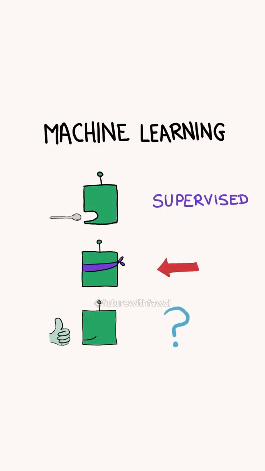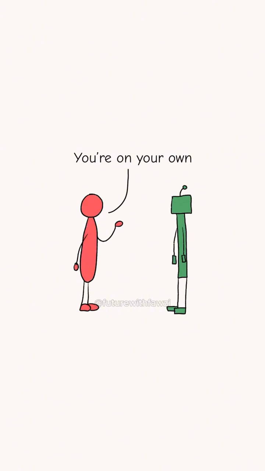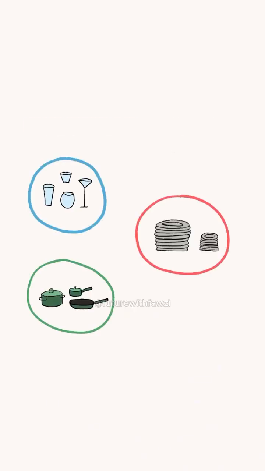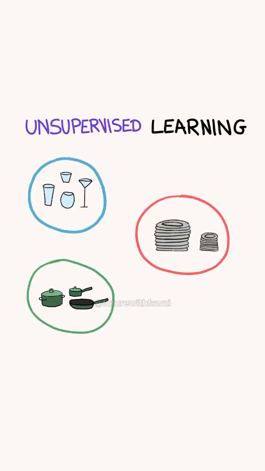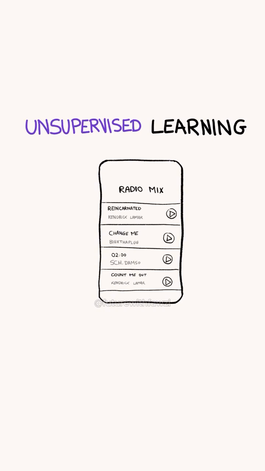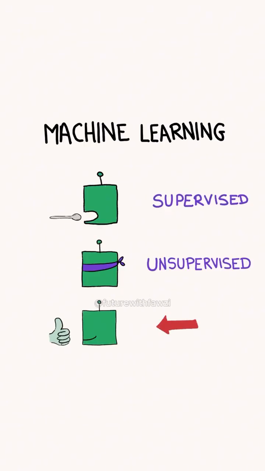You could also take a hands-off approach by letting him learn on his own. Imagine you were leaving the house and you told your robot to sort the dishes. It would start grouping things based on similarities in shape, size, and color. This is unsupervised learning, and it powers systems that group similar items when you're shopping, browsing pictures, or getting song recommendations. The final way you could teach him is with positive and negative reinforcement, like a coach.